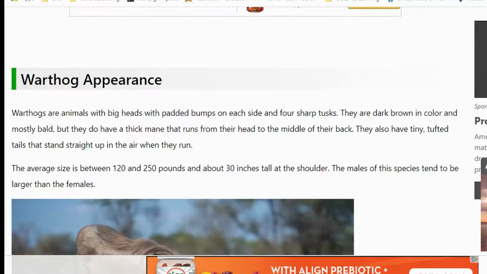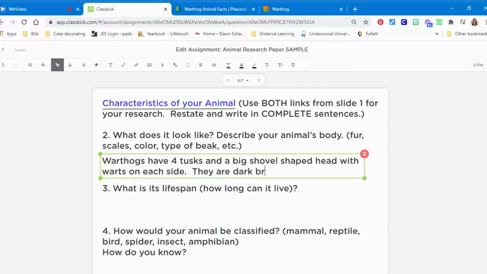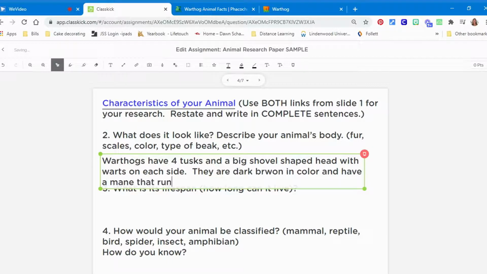They are dark brown in color and mostly bald, and they have a thick mane that runs from their head to the middle of their back. So I'm going to add that one in as well. They are dark brown in color and have a mane that runs down the middle of their back.